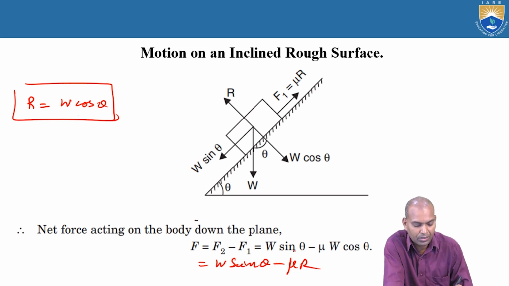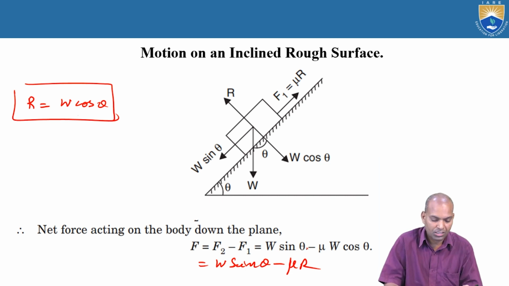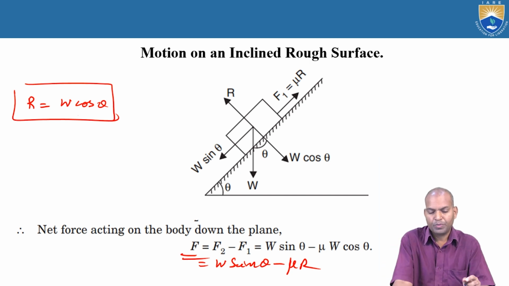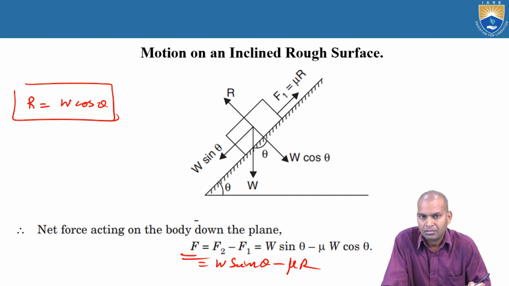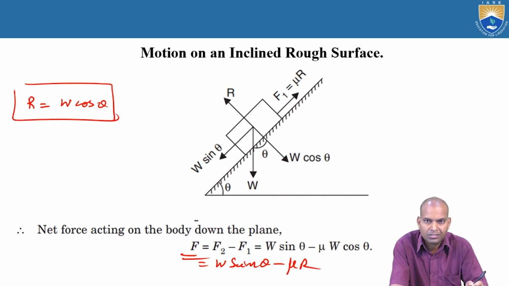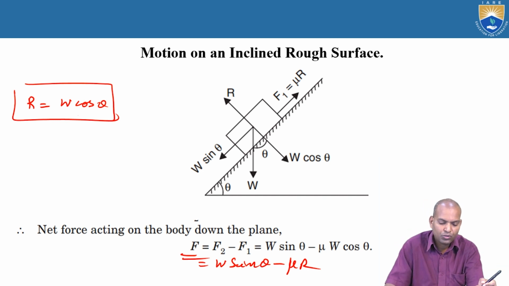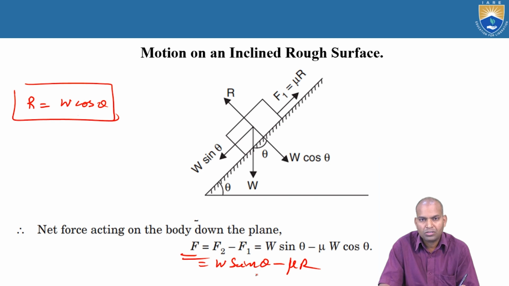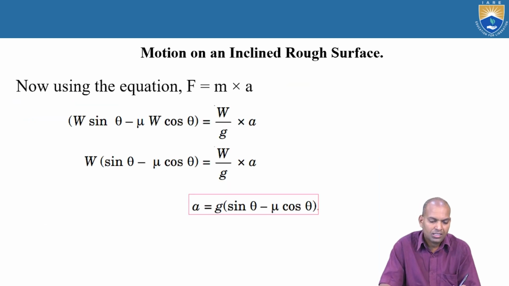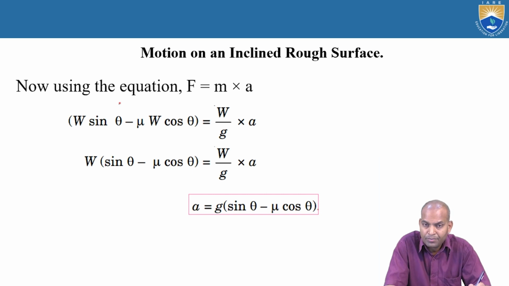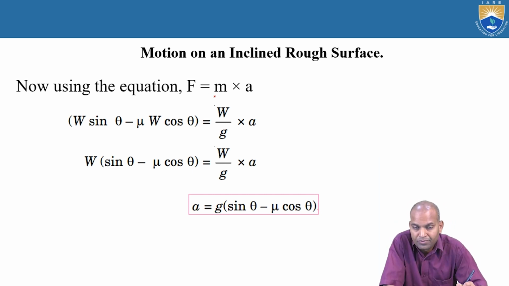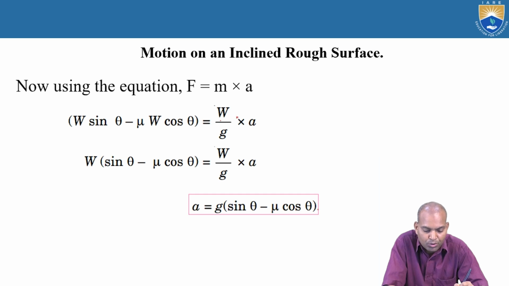Then the equation becomes W sin theta minus mu times W cos theta. Making W common, the net force is W times sin theta minus mu times cos theta. According to D'Alembert's principle, the net force acting on the body and the resultant inertia force are in equilibrium. Here the net force, W times sin theta minus mu cos theta, equals mass times acceleration. The mass should be converted in terms of the weight, so it becomes W by g times a.